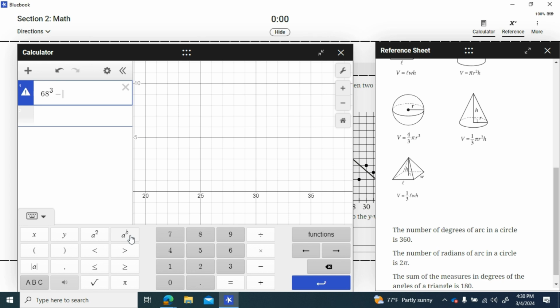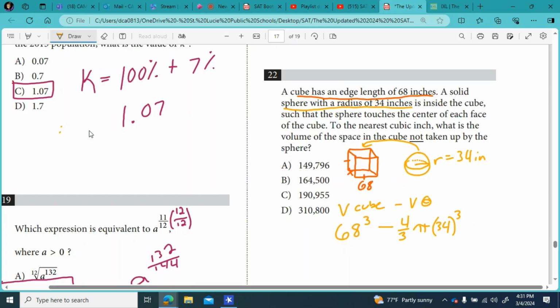Volume of the sphere is 4/3 pi times the radius, which was 34, and the radius needs to be to the power of 3 because it's a 3D figure. And the closest answer to my whole number answer choices is A. The 7 tells the 5 to go up to a 6 when we round it, so our answer is A.